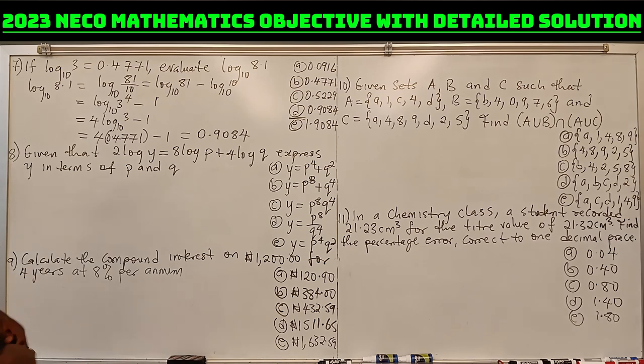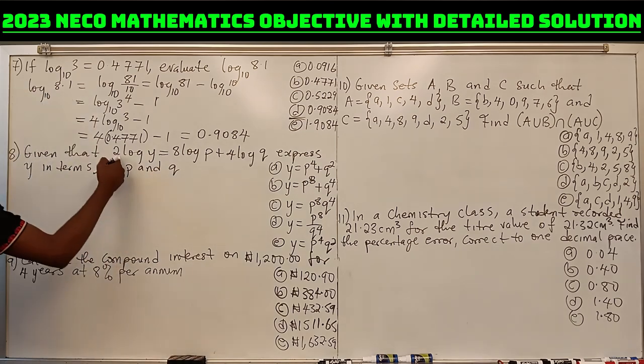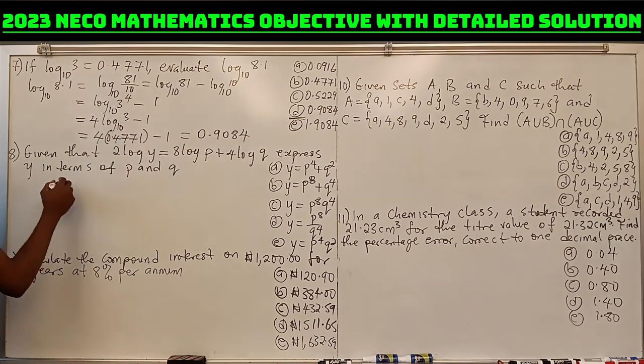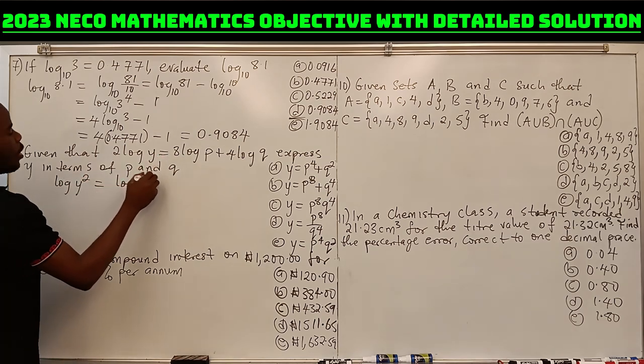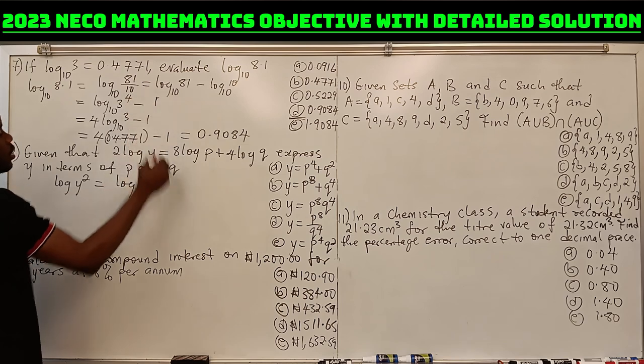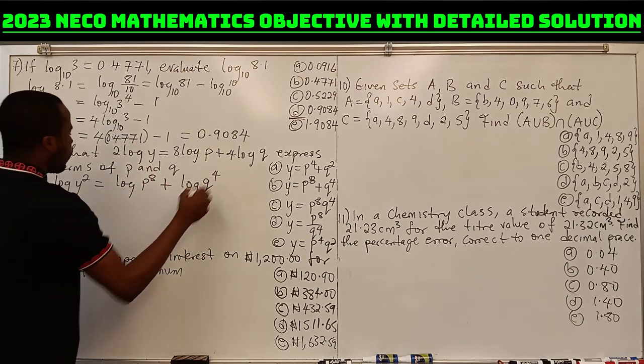Question 2 says, given that 2 log y equals 8 log p plus 4 log q, express y in terms of p and q. So we'll use the laws of logarithm also. So I can take this to the power of y. We'll have log y squared. The same thing here, this log p to the power 8, we're just doing the reverse of what we did here, plus log q to the power 4.